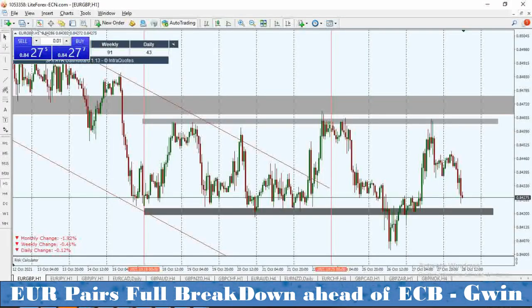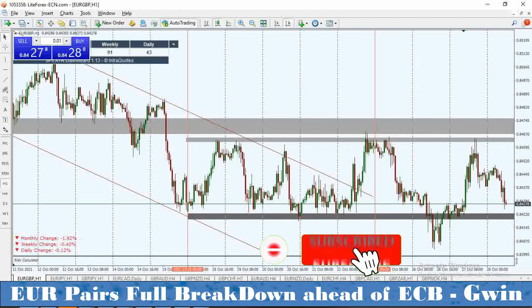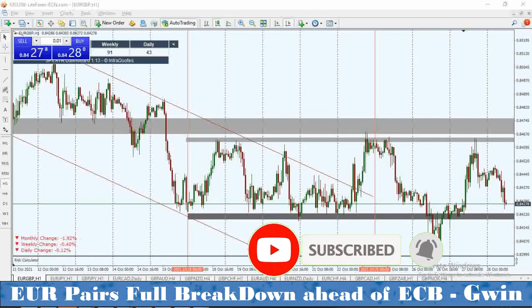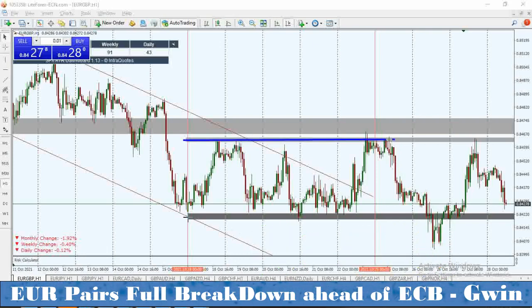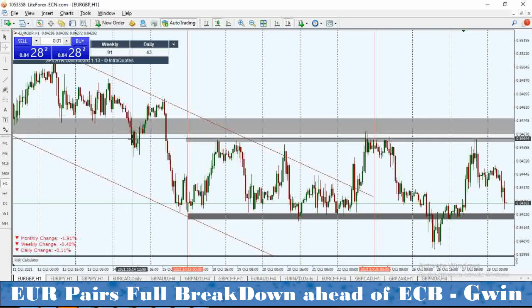First, I'm going to start with the EUR/GBP. Early in the week and also last week, we saw that price was trading inside of a small range, between 0.846 and the lows at 0.841.